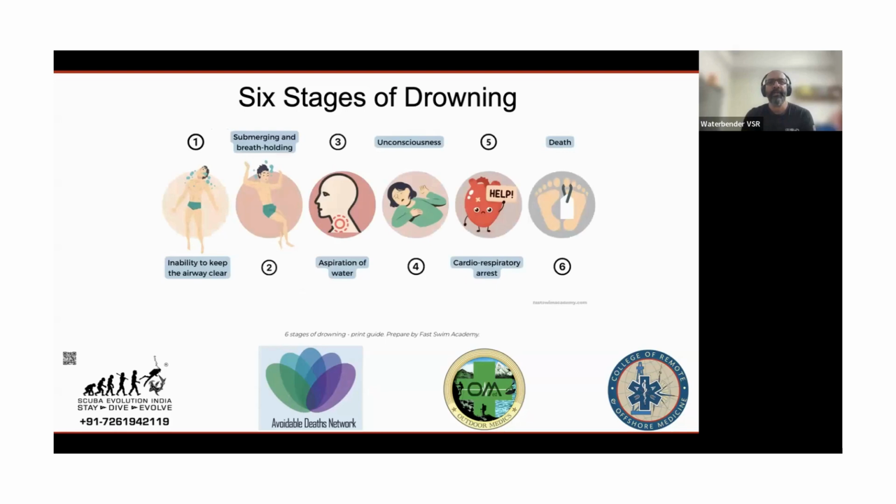So the 6 stages of drowning, again, this is just an image, and it maybe makes it easier for you to see how the progress happens. And some of my slides which have images have references available, and they have been taken. If you need screenshots, please take them.